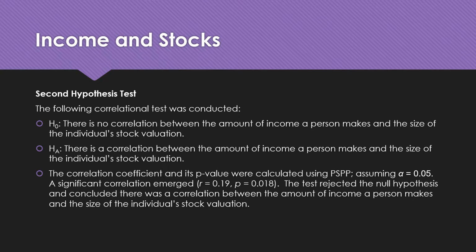The second hypothesis tests the relationship between the two variables income and stocks. The null hypothesis states that income doesn't affect stock ownership. On the contrary, the alternative hypothesis states that income does affect stock ownership. Although the correlation coefficient was a weak positive, only at 0.19, it still was sufficient enough to reject the null hypothesis. In this test, the alternative hypothesis was accepted. The higher the amount of income, the more stocks are purchased.